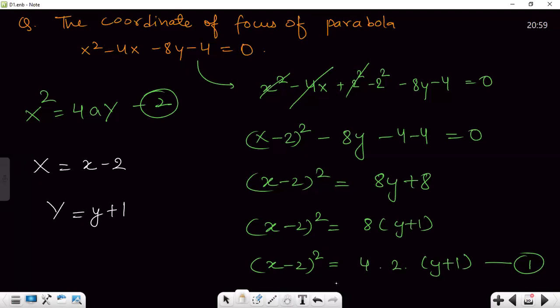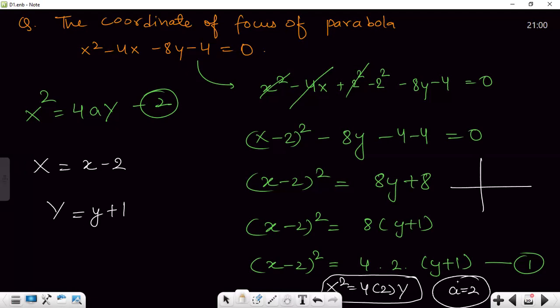So if I say X square is equal to 4 into 2 into capital Y, the focus is 2 here. In this kind of equation, X square is equal to 4aY, in this scenario a is 2. So a is 2.